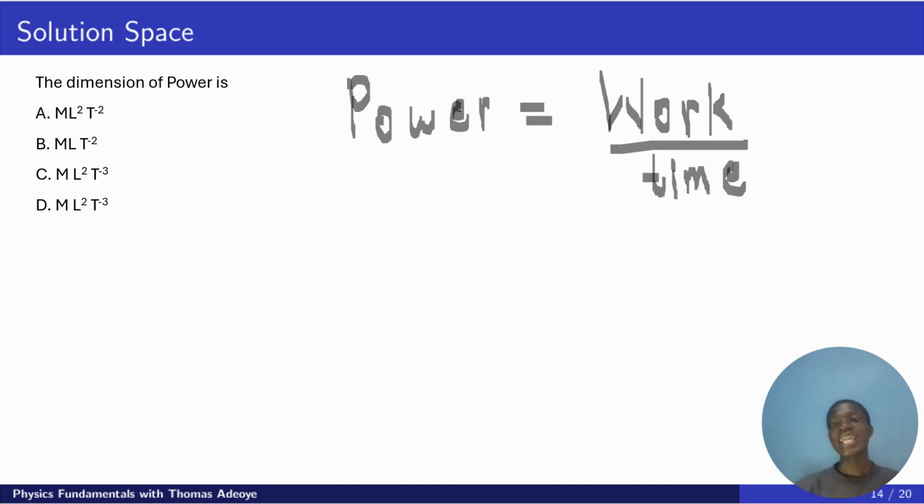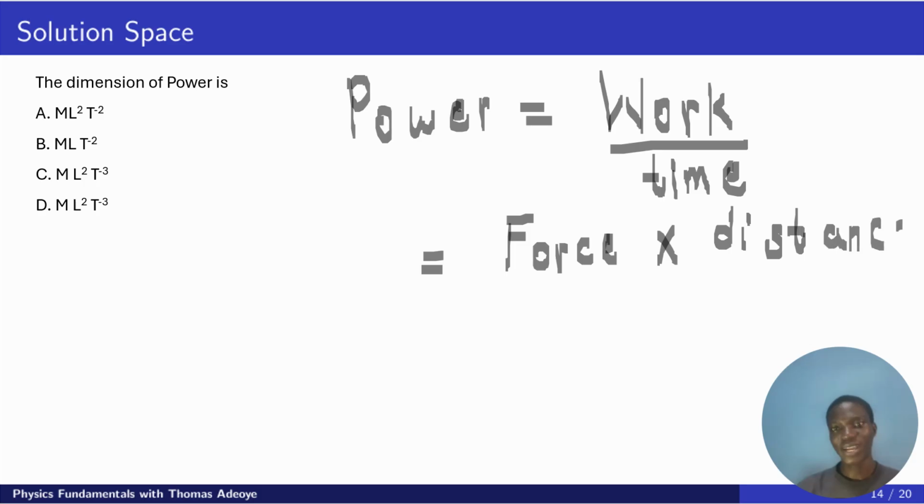In any question that has to do with dimension, the first thing you need to do is understand the formula. If you know the formula, then you are good to go. That's why I started with the formula. So power is work over time. Now the next thing is work. What is the formula for work? You can see how I'm breaking it down. Work is force times distance, now divided by time.